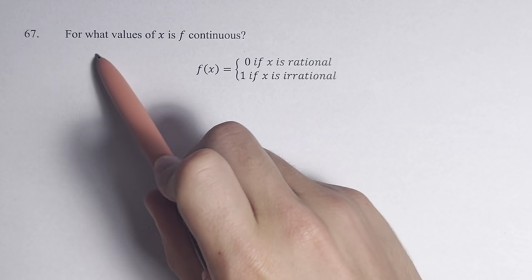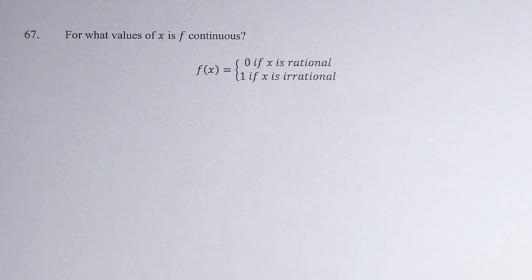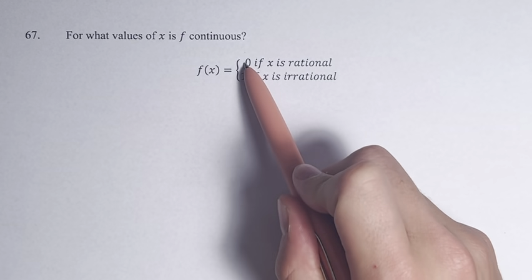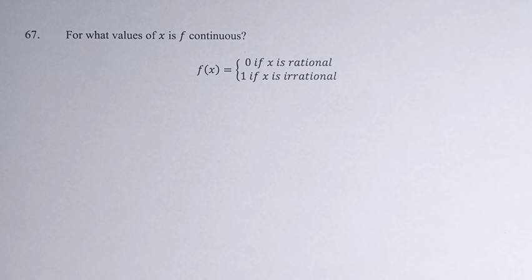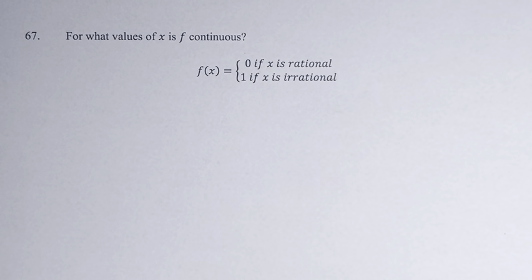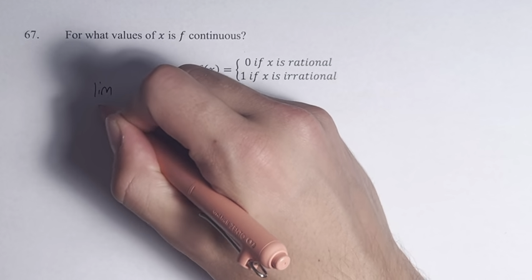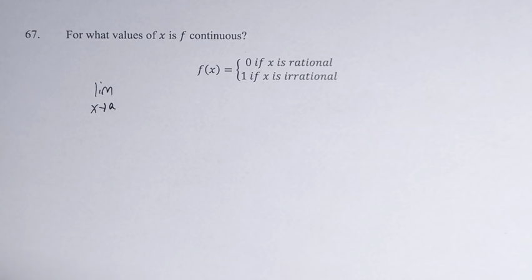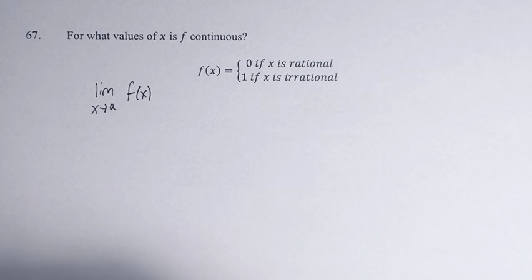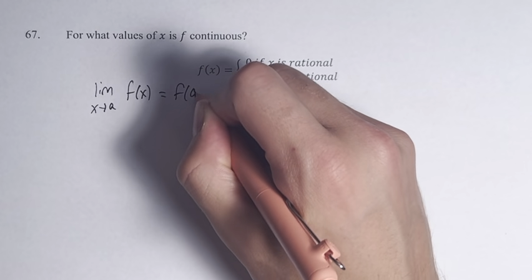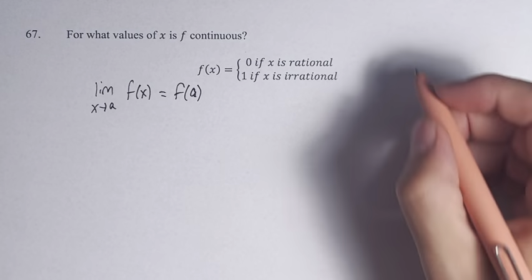In this problem we're asked for what values of x is f continuous, where f of x is equal to 0 if x is rational and 1 if x is irrational. So what does it mean for the function f to be continuous at any point? Well, that means that the limit as x approaches some value a of the function f of x is equal to the value of the function at that point, right?